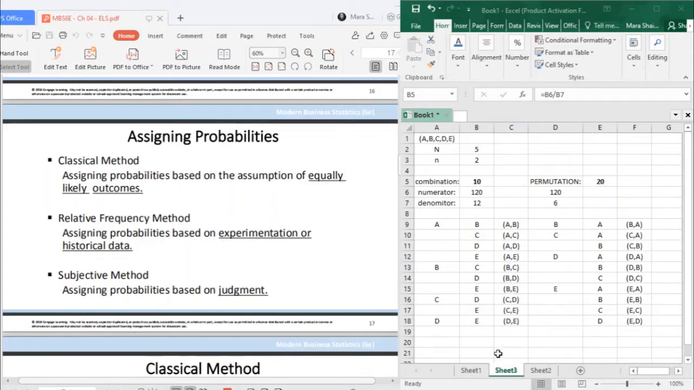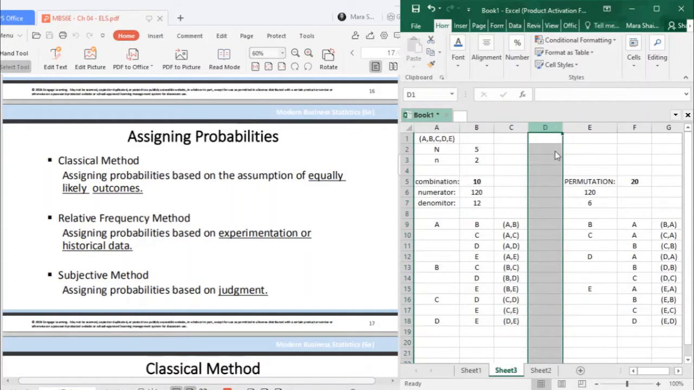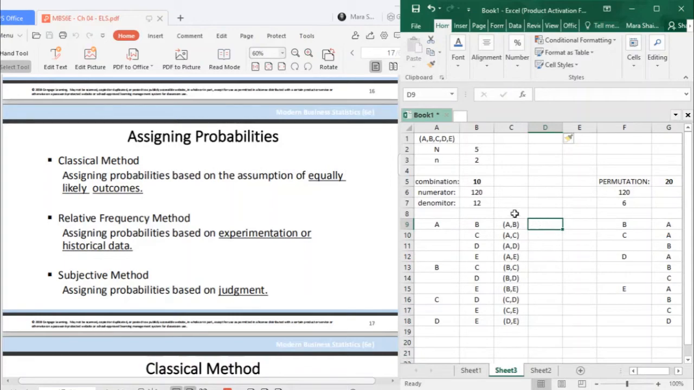So, for example, kung kani ato ang basihan, if muingon tag equally likely, ari lang sa combination. If we say equally likely, di ba? Pila ni kabuok? There are 10. 10 ni kabuok outcomes, di ba? Combination is 10.